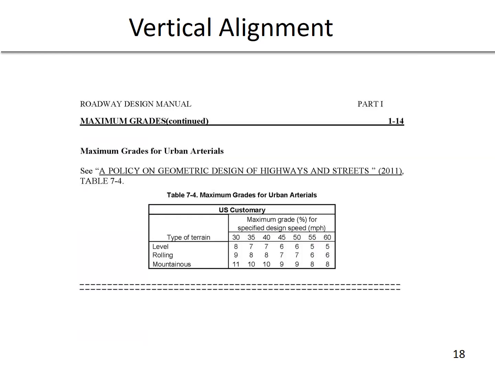For vertical alignment and vertical curves, we have maximum grades that are recommended. We also have design values from the rate of vertical curvature for various vertical curve types and sight distance criteria.